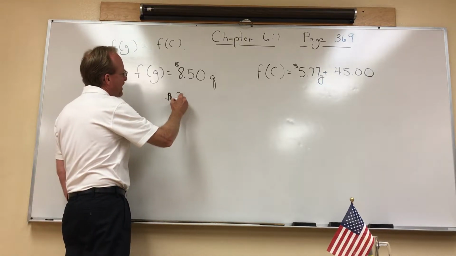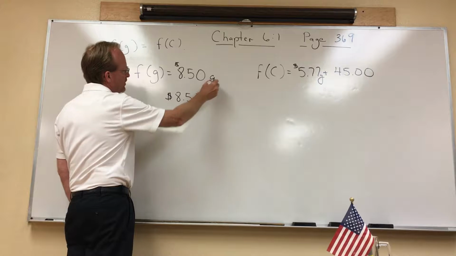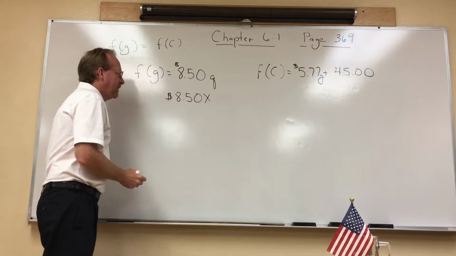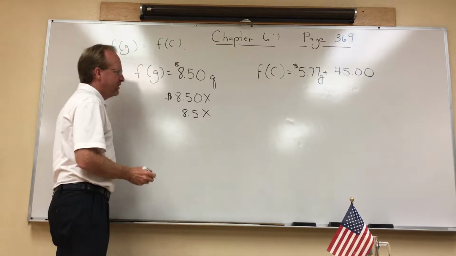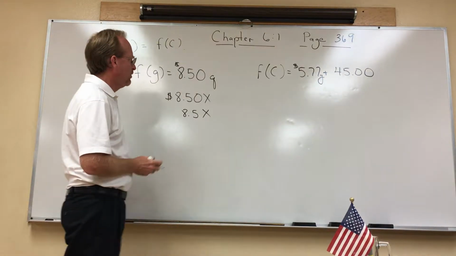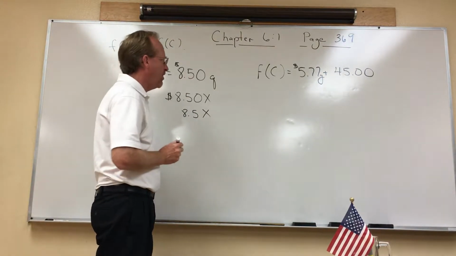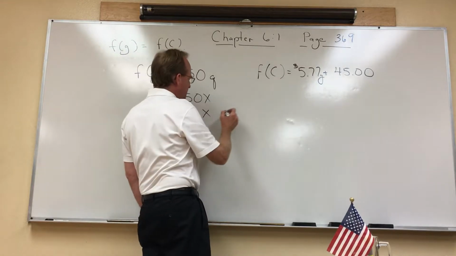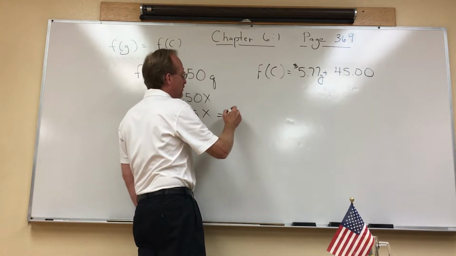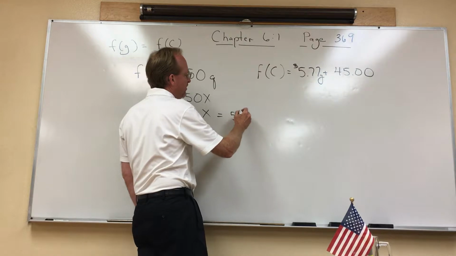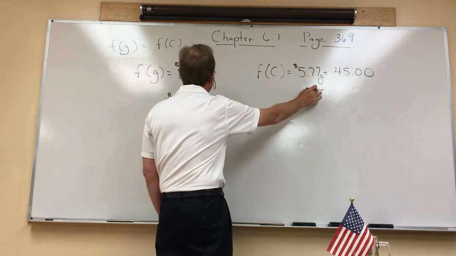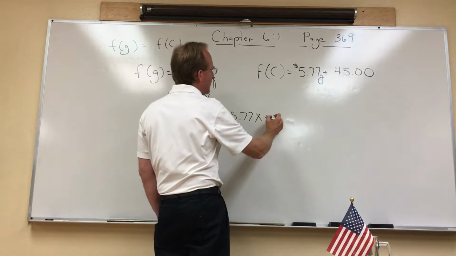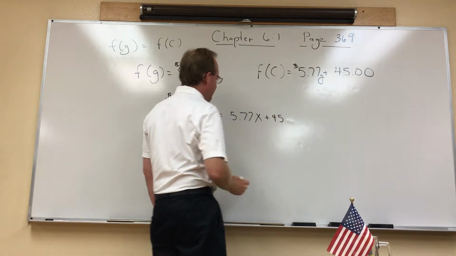We could say, let's change the gears to X. And let's take this to 8.5, we'll make it a little easier on ourselves. 8.5, 850, same thing. And we'll ditch the dollar sign for now. 8.5x is at some point equal to 5.77x, remember that's the gears, plus 45.